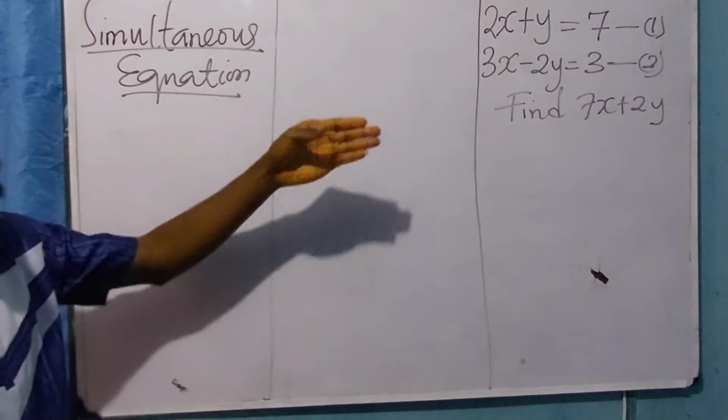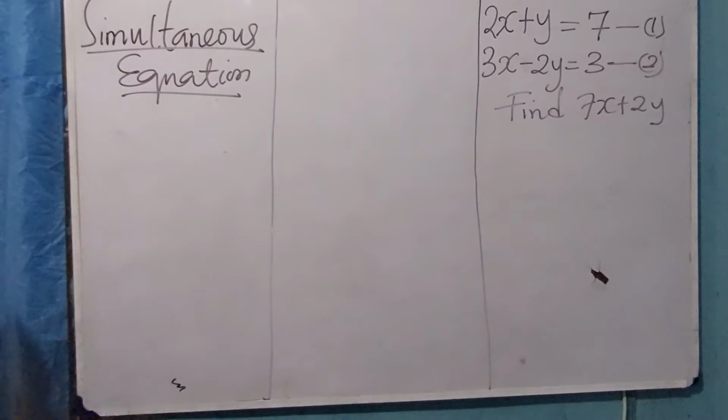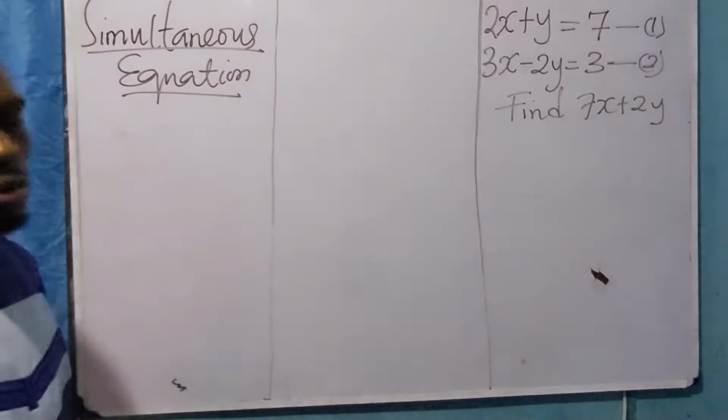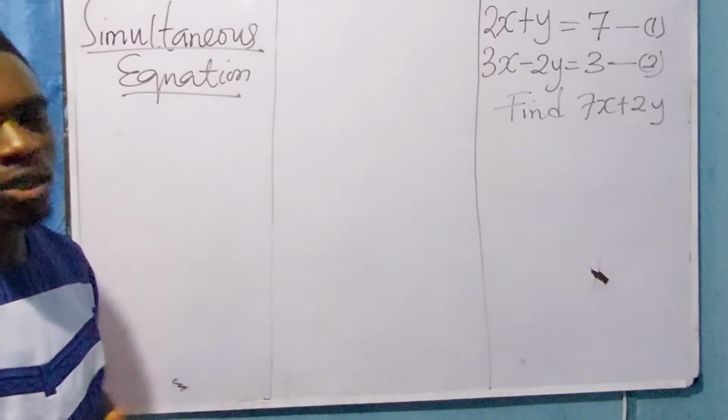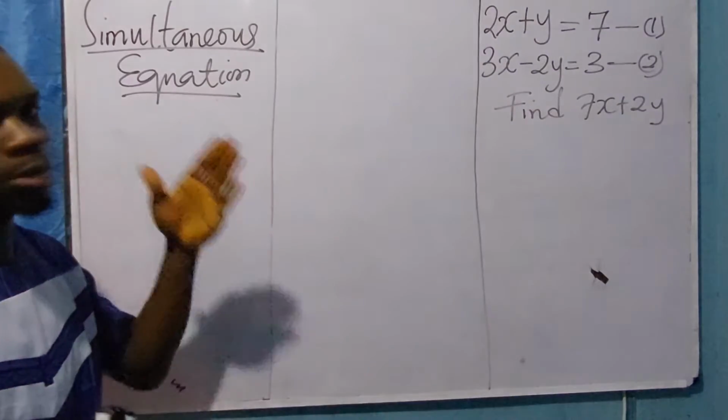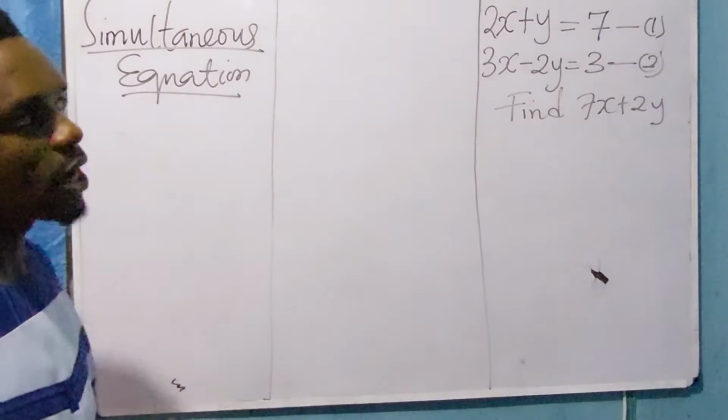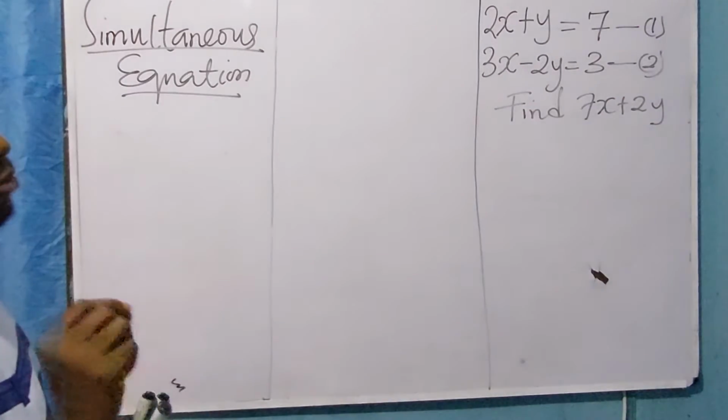Now, I've treated so many topics in mathematics, and the one I'm introducing right now is simultaneous equations. Simultaneous equations can be solved using the elimination method, substitution method, graphical method, and matrix. Those are the four ways in which simultaneous equations can be solved. But right now, I shall be taking the substitution method.